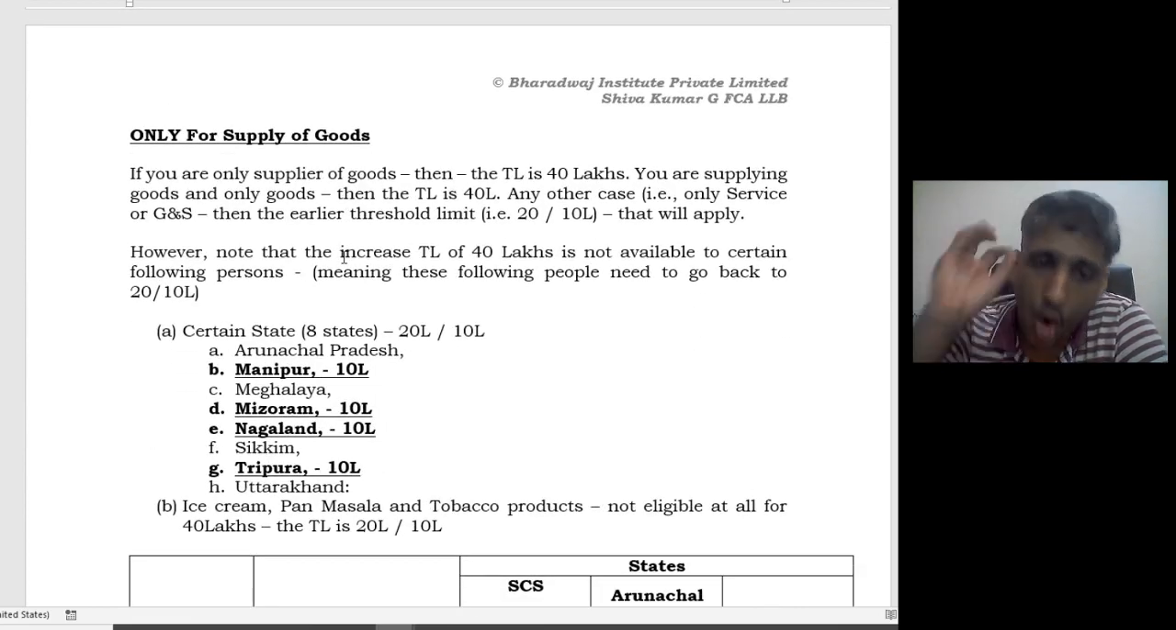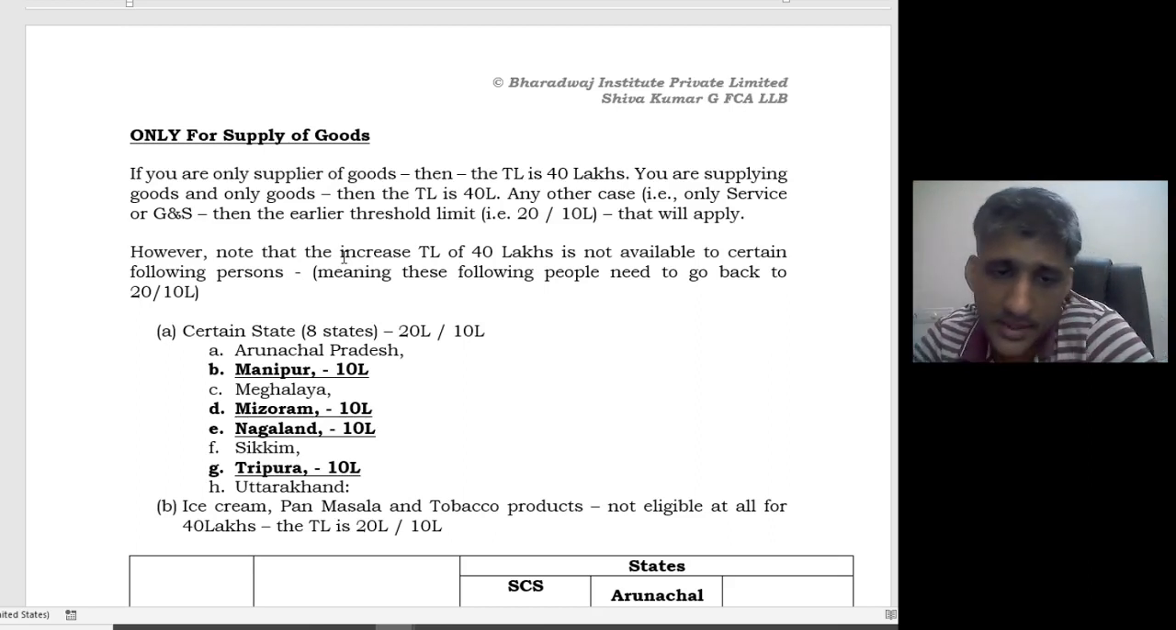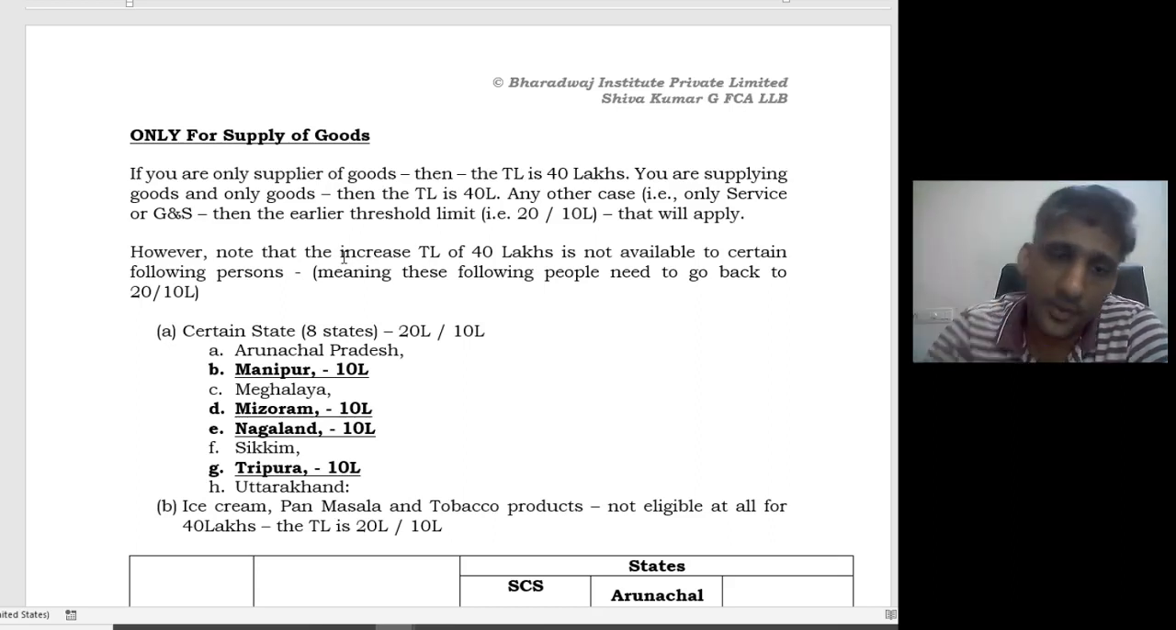Then if I am supplying only goods, and that too I am not supplying ice cream, pan masala, tobacco products, and I am not supplying from Arunachal, Manipur, Meghalaya, Mizoram, Nagaland, Sikkim, Tripura and Uttarakhand, I am not supplying from these 8 states, then my threshold limit, if I am supplying only goods, is not 20 or 10, it becomes 40.